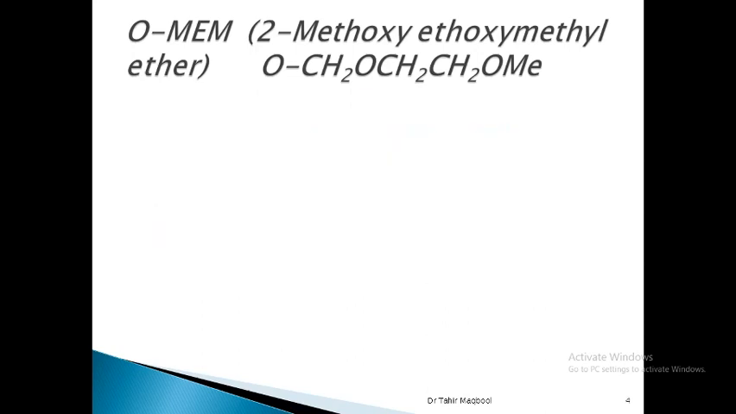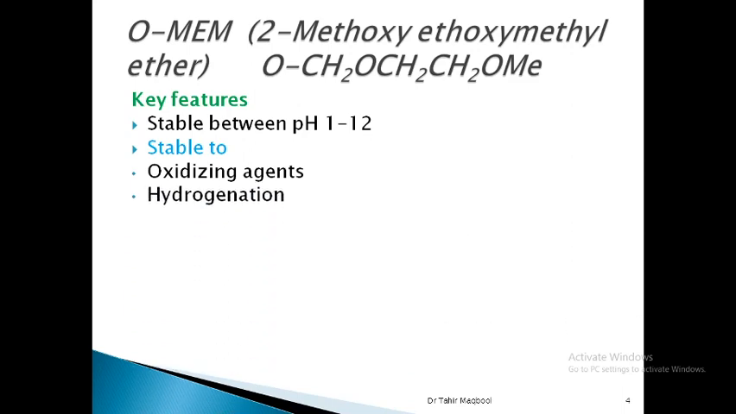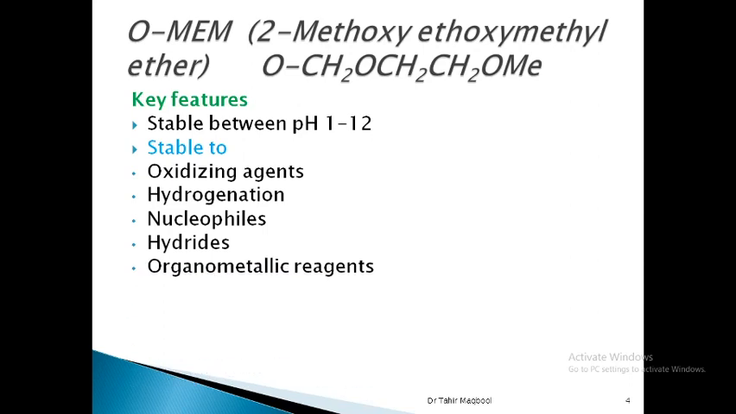Among the other features of this 2-methoxyethoxymethyl ether, it is stable between pH 1 to 12, which is a broad range. So you need a very strong acid in order to cleave this group. It is also stable to oxidizing agents and hydrogenation. It means by protecting the alcohol with MEM, you can carry out hydrogenation, you can carry out the reaction with nucleophiles, you can carry out the reaction with hydrides. These are also stable to organometallic reagents.